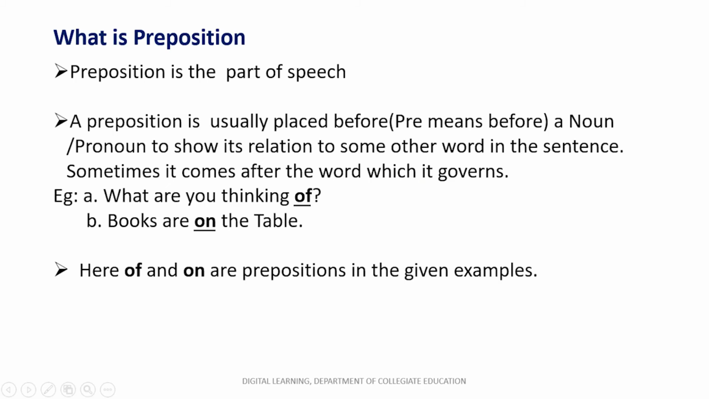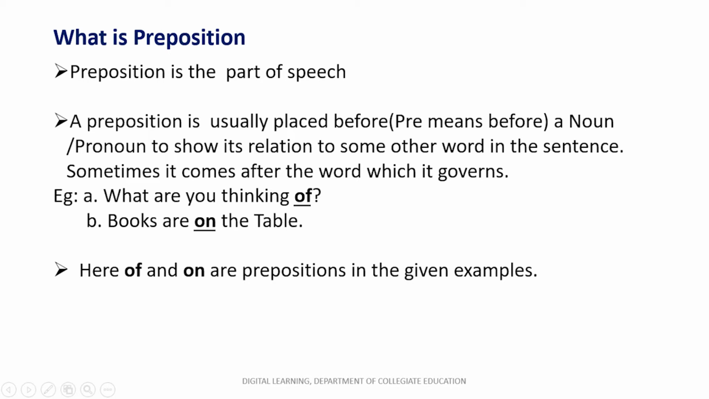Now, we'll discuss what a preposition is. Preposition, as I said, is a part of speech. It is usually placed before a noun or pronoun. It provides a relation between the noun, pronoun, and other words in a sentence if it has to be meaningful.